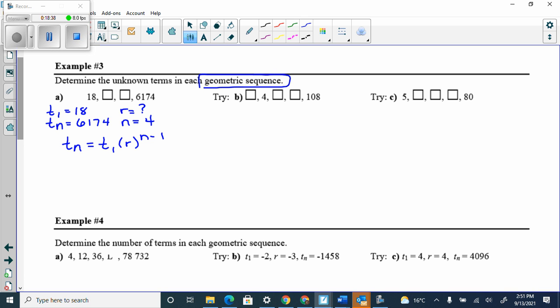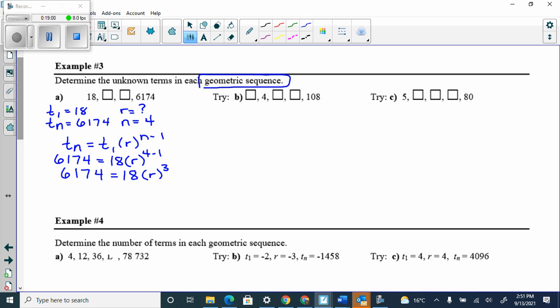So let's fill in what we do know. We know Tn is 6,174. T1 is 18. We don't know R. And n is 4 minus 1. So we have 6,174 equals 18 times R to the 3.